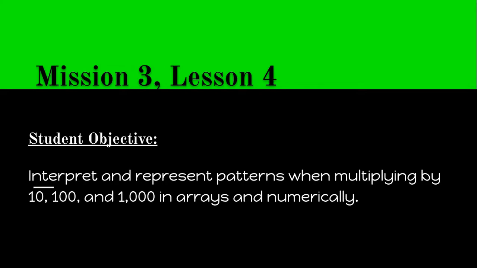All right, our student objective today is to interpret and represent patterns when multiplying by 10, 100, and 1000 in arrays and numerically. In other words, in normal human words, what we're really saying is today we are focusing on multiplying by 10, taking a number, multiplying by 10, multiplying it by 100, and multiplying it by 1,000, and seeing the patterns that happen because of that, and how we can just move a number, multiply by 10, by 100, and by 1,000 pretty easily once we get the hang of that pattern.